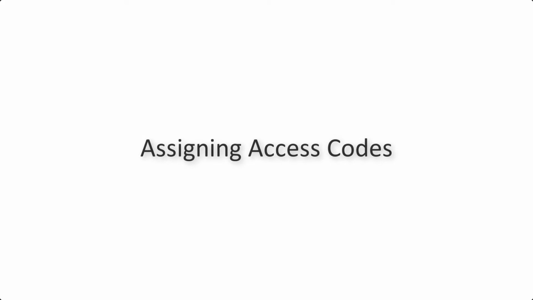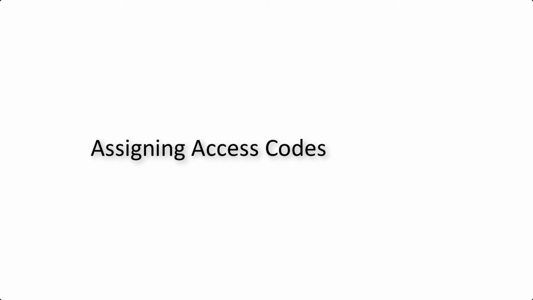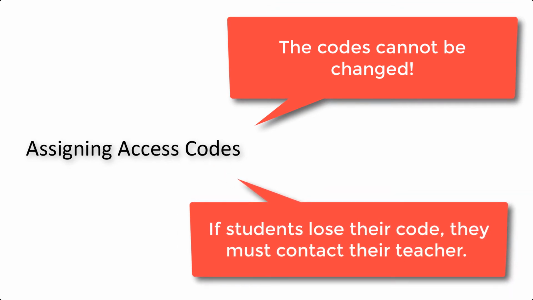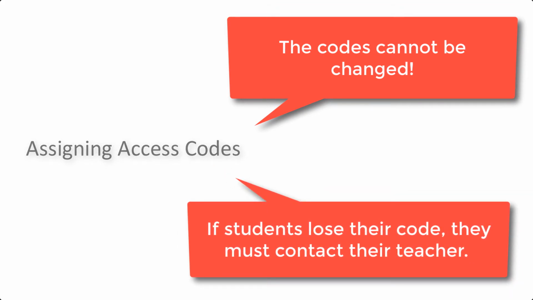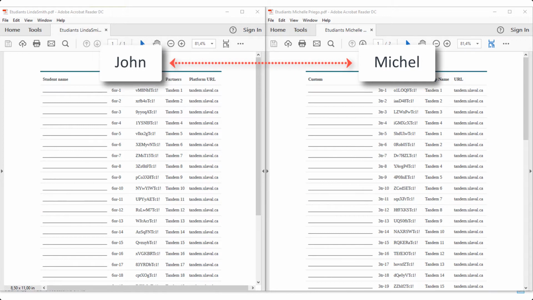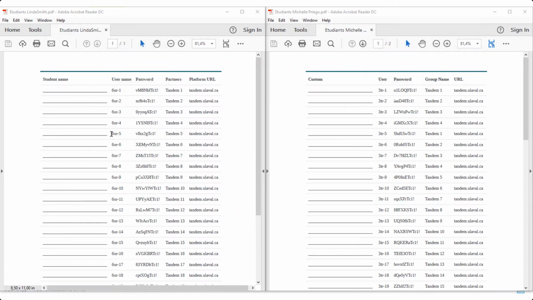Finally, teachers need to give the login codes to their students. These codes cannot be changed, so if the students lose their code, they need to ask their teacher. Login codes with the same number will automatically be paired. For example, if you want Michelle to work with John, you and your partner class colleague need to give them the same number on your lists. For example, login code number 5.